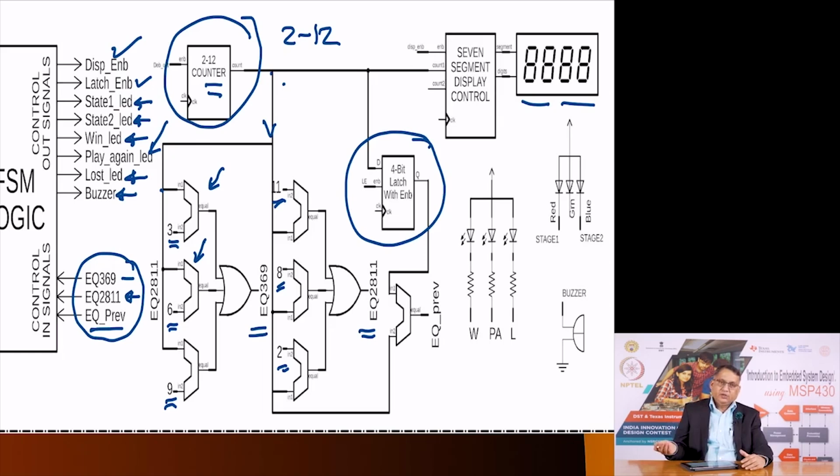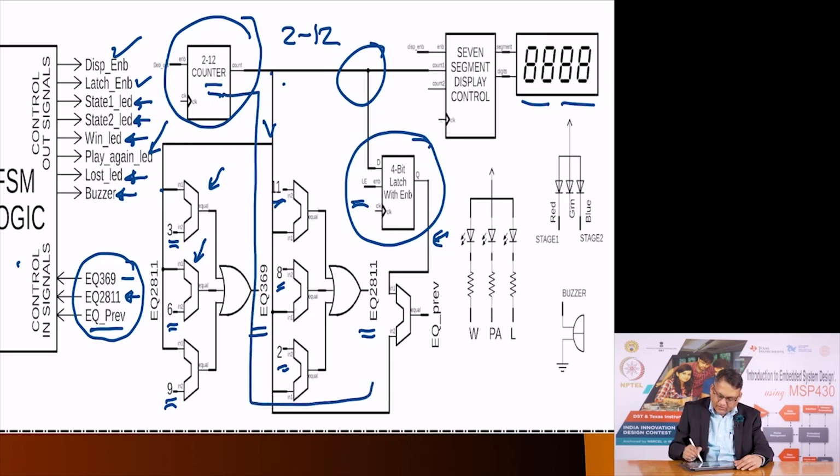In case you are in stage 1 and you neither win nor lose, the finite state machine will generate a control signal to capture this input, and it will be available at this point. When you roll the dice again, the current value is available here also, and if these two numbers match, it is called EQ previous. This goes to the state machine as a status signal, and the state machine will decide what to do with that number.